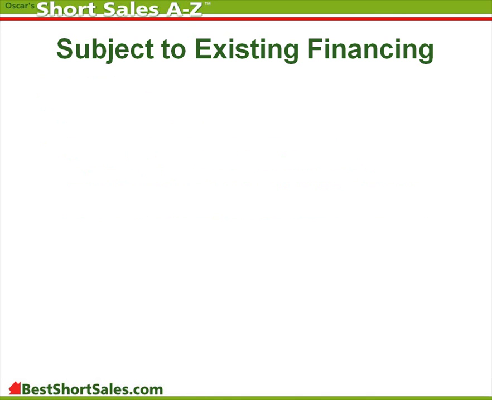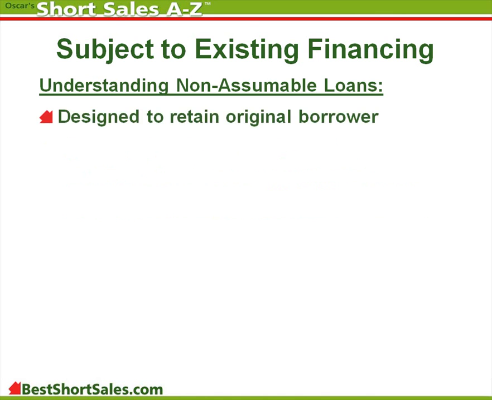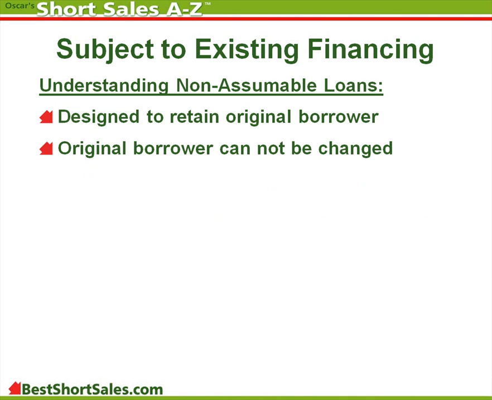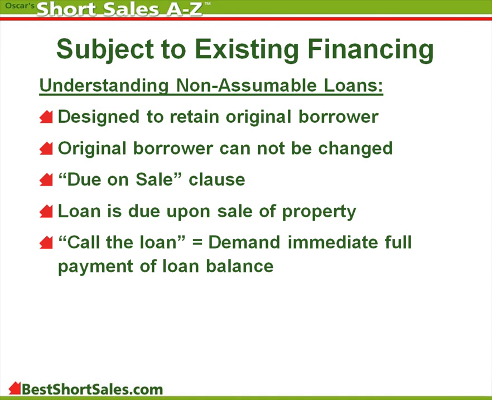Understanding non-assumable loans. Non-assumable loans are designed such that, through the entire life of the loan, the original borrower remains obligated to perform payment. The original borrower cannot be changed. These loans have a due-on-sale clause. The creditor has the option to accelerate the loan by demanding payment of the entire present loan balance upon the sale of the collateral. The entire loan balance is due on sale. To call the loan due, or simply call the loan, means to demand entire loan balance payment.